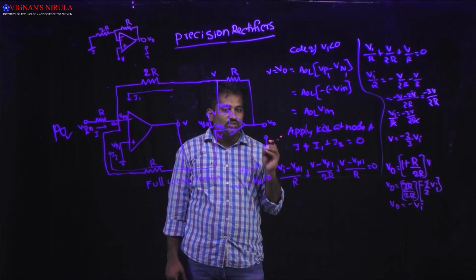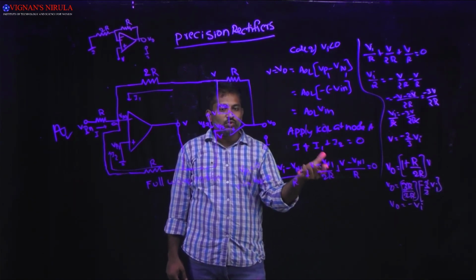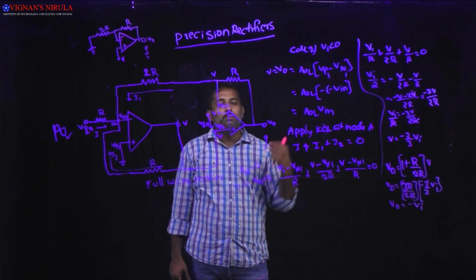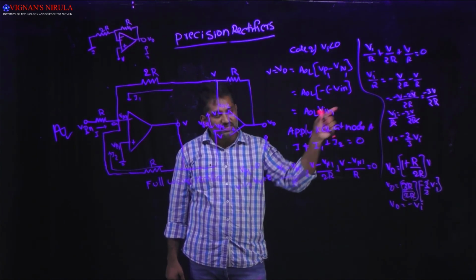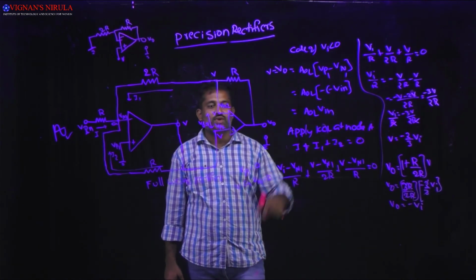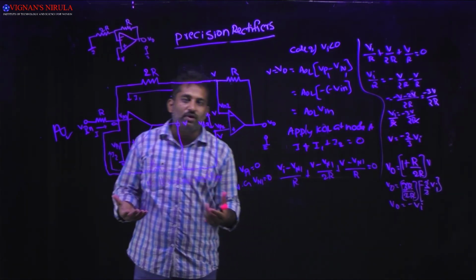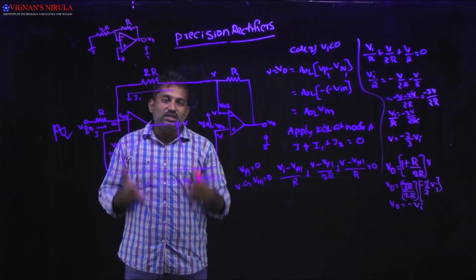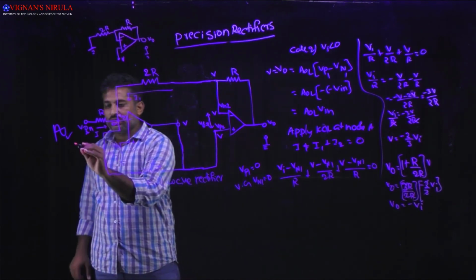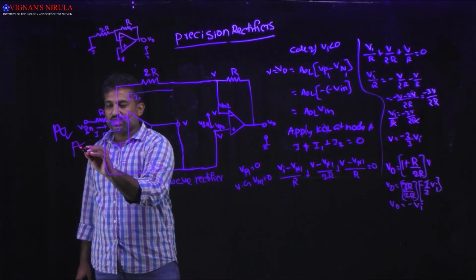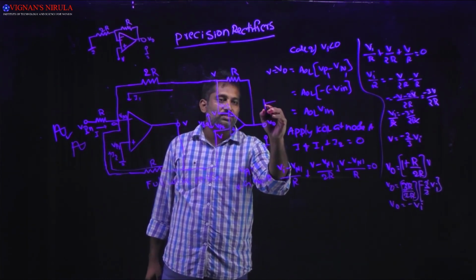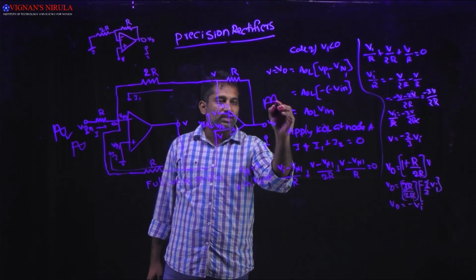If you observe this case, we are taking the input voltage as less than 0. Minus of Vi means Vi is less than 0, so we get V naught equal to minus of minus Vi, which is a positive value. So if we apply the negative pulse at the input, at the output you get the positive pulse. For the positive wave also you get the positive pulse.